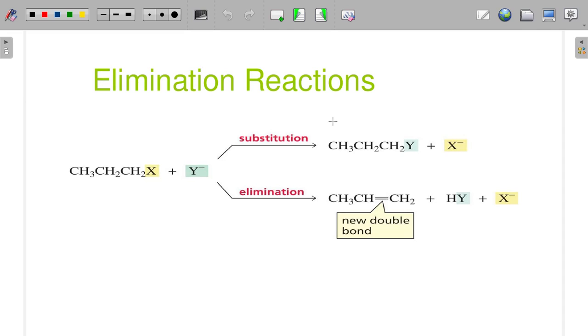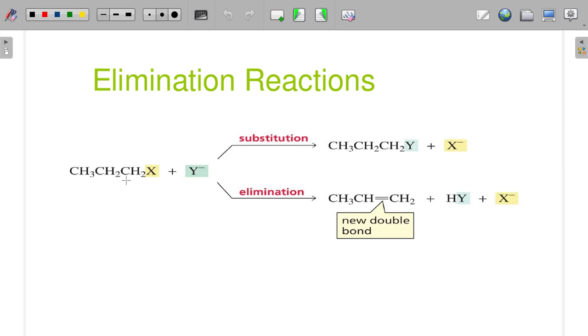All right, on to our next category of reactions, which is our elimination reactions. Now, in elimination reactions, instead of replacing the halogen, we're going to have a nucleophile remove an adjacent hydrogen and create a new double bond.